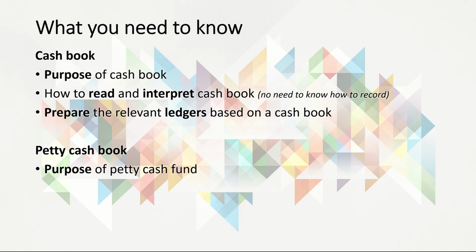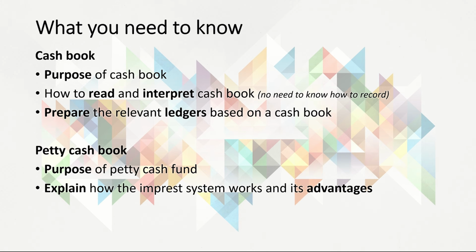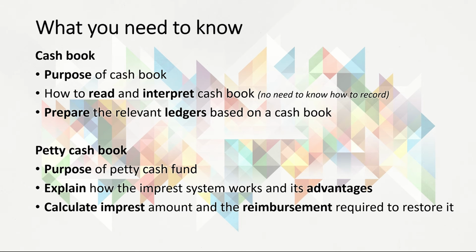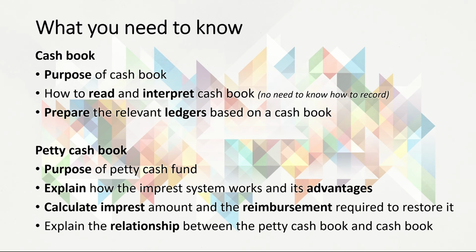For petty cash book, you need to know its purpose and explain how the imprest system works, what are its advantages. And you need to be able to calculate the imprest amount and the reimbursement required to restore it. Now, you also need to know what is the relationship between the cash book as well as the petty cash book.